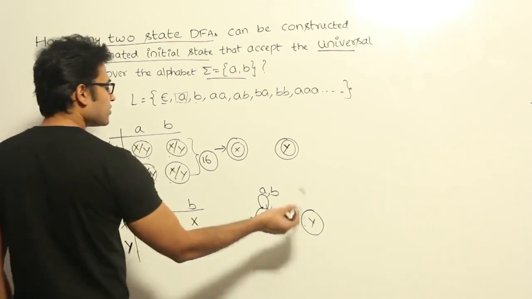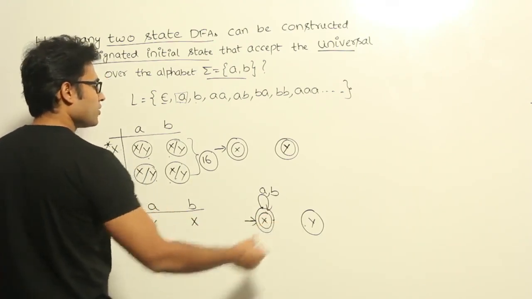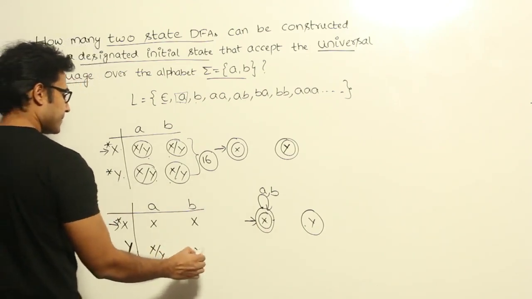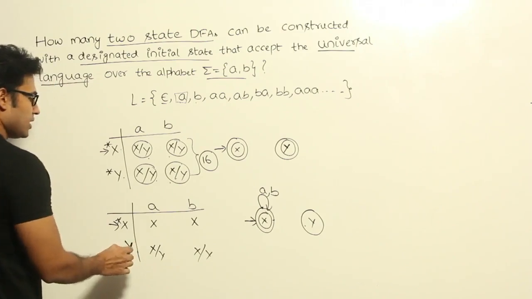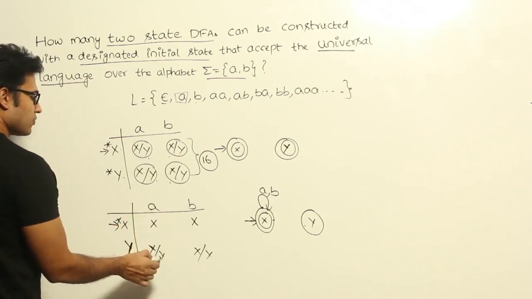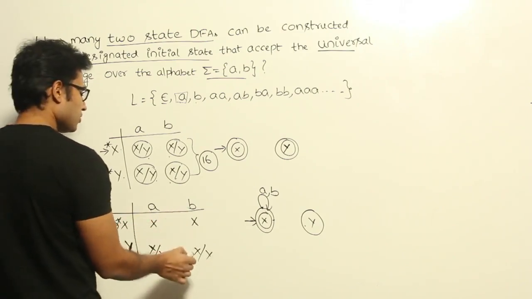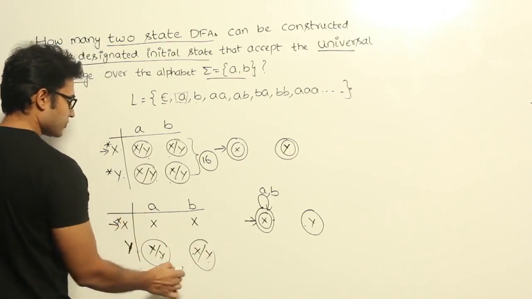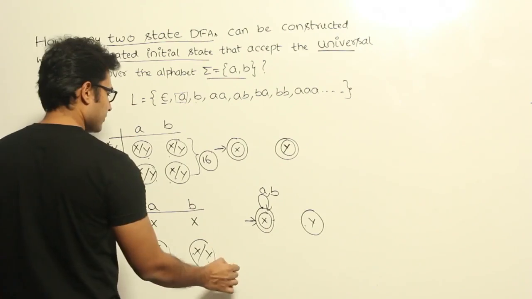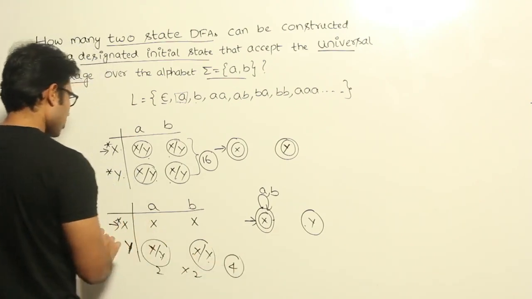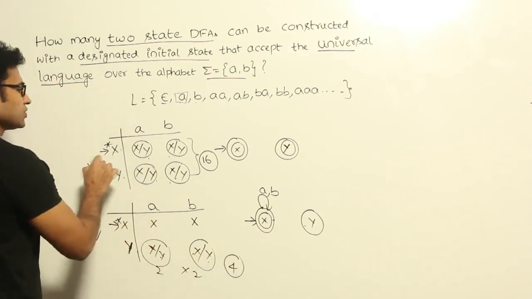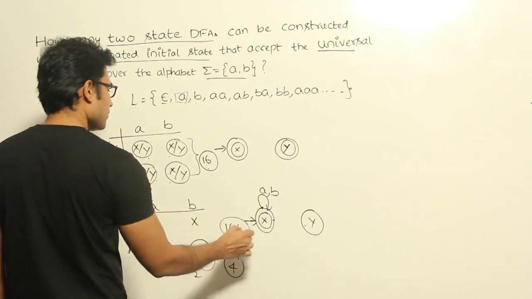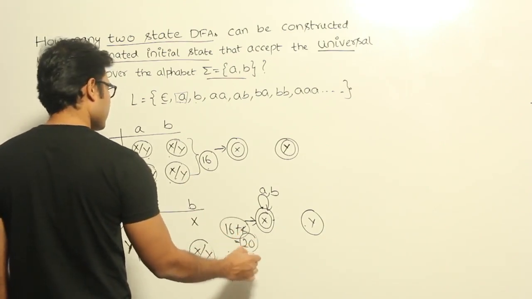Now coming to y, it doesn't matter. Either you stay there or you move. Therefore y on a can go to either x or y, and similarly y on b can go to either x or y. So we have 2 into 2, which means 4. So 4 DFAs are possible this way and 16 DFAs are possible the other way. Therefore, the total number of DFAs possible is 16 plus 4, which is 20. Right?